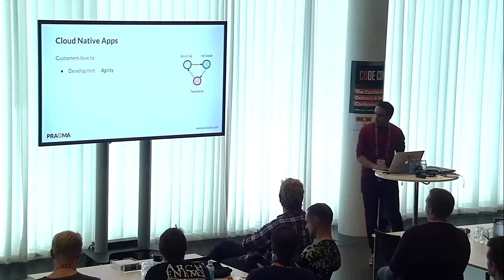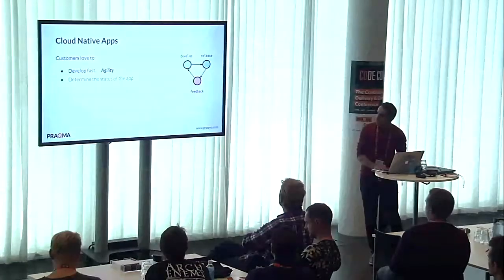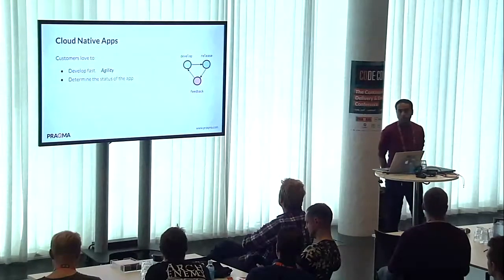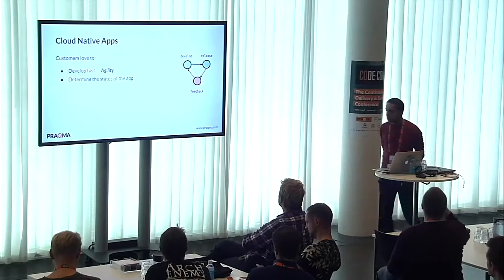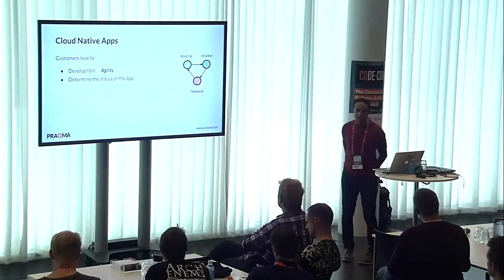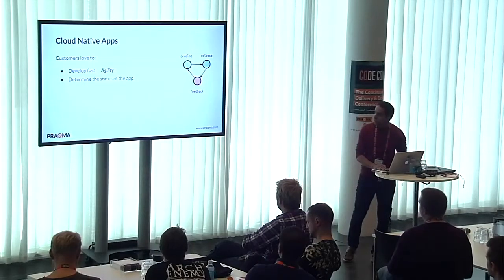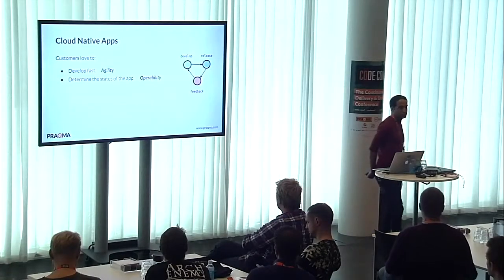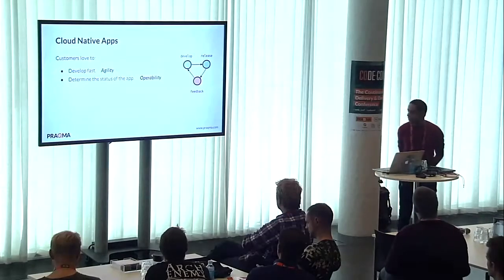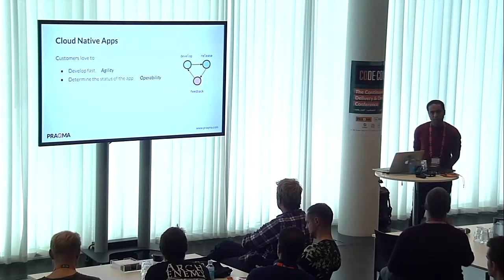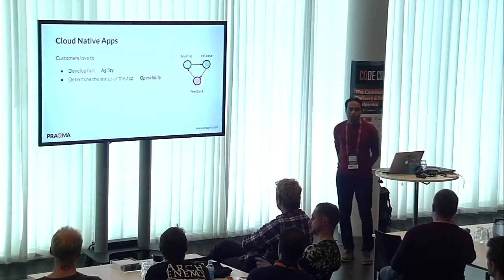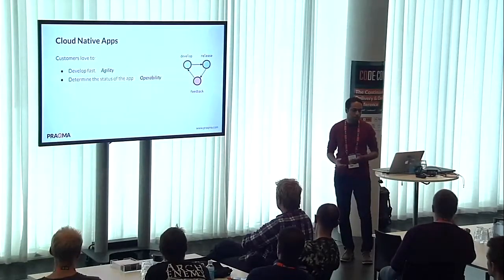The other thing they look for is to determine the status of the app. They want to be able to always determine what's the current status of their app. So they are after operability. This can be achieved by building in health checks in your application logic so that your application itself is reporting its health status instead of relying on some operation engineer somewhere trying to figure out what's the status of your application.